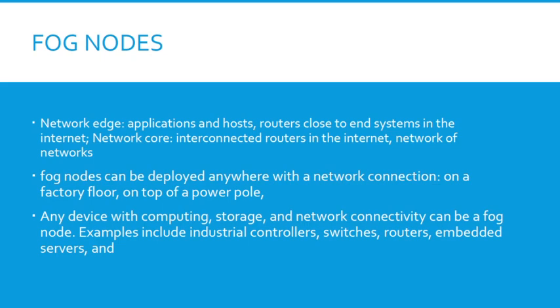A fog node can be deployed anywhere with a network connection, on a factory floor, on top of a power pole, etc. So we can place or deploy those fog nodes anywhere. Any device with computing or storage and networking connectivity can be a fog node. Any device that can store, or provide network connectivity, or has computing and storage, will act as a fog node. Some examples I have given here are industrial controllers, switches, routers, embedded servers, etc. These are examples of fog nodes.